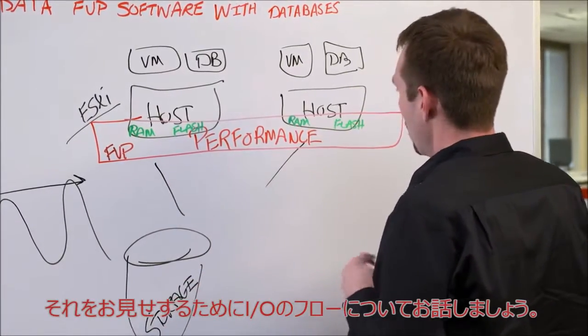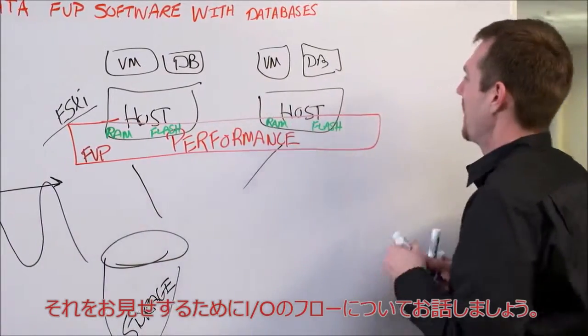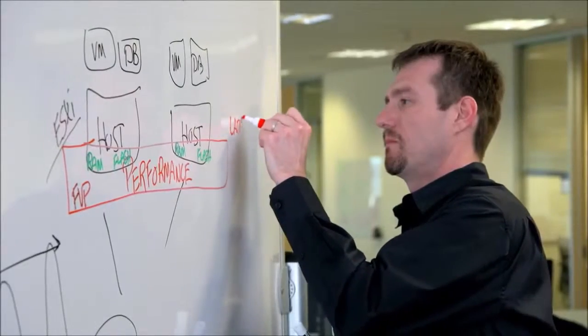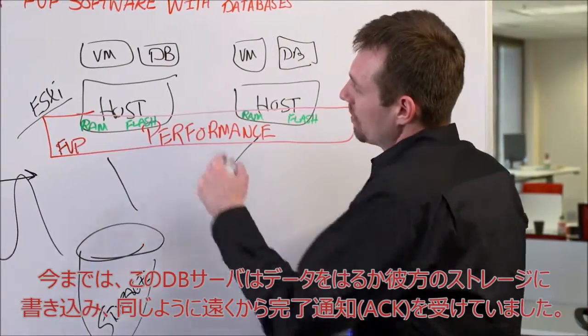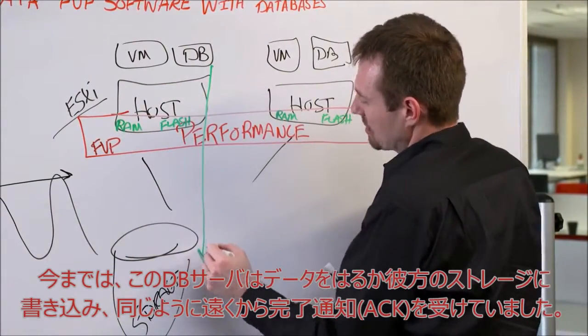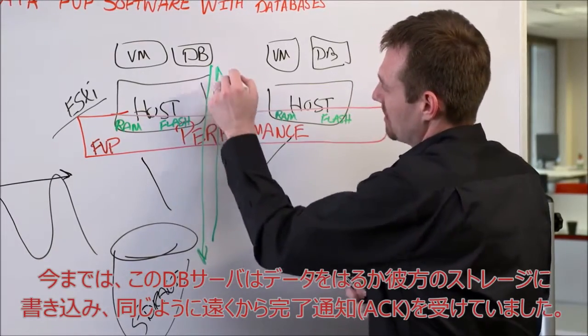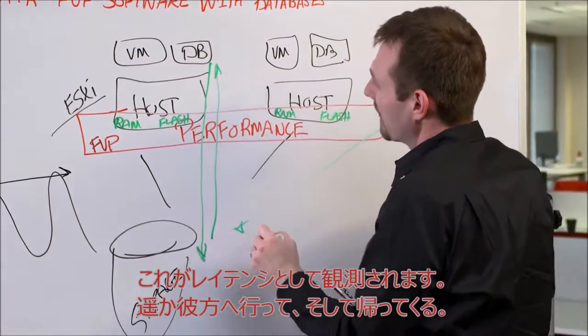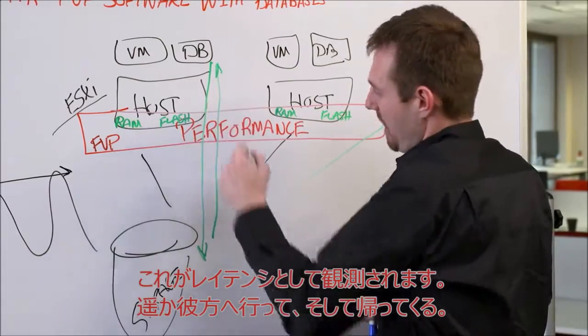And to demonstrate that, let's talk a little bit about the I/O flow. Traditionally, what's going to happen when this database server writes down, it's going to write all the way to the storage, and then the storage is going to acknowledge that, and that's seen as our latency. All the way down and back.